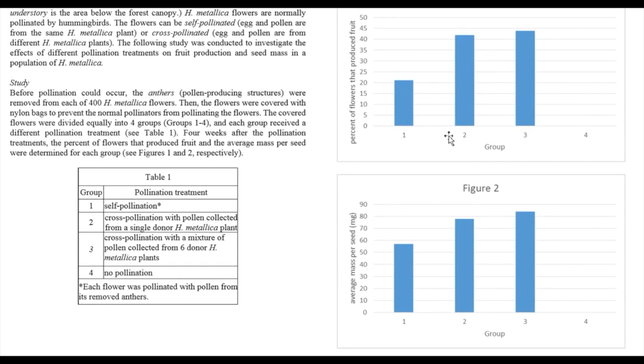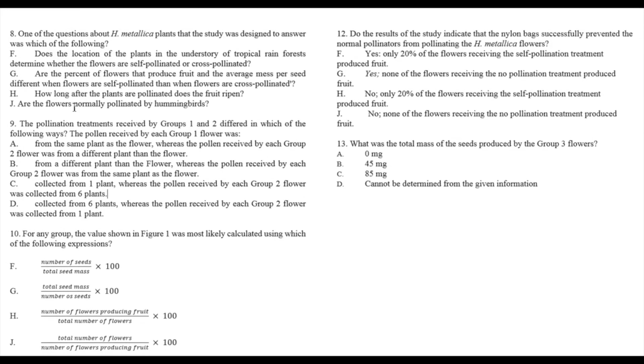So these are presented not in either of the figures or in the paragraphs, but in the table here, Table 1. So group 1 was self-pollinated, which means that each flower was pollinated with pollen from its removed anthers, and group 2 was cross-pollinated with pollen collected from a single donor of H. metallica plant. So group 1 is self-pollinated, group 2 is cross-pollinated with a single donor. Let's scroll down and look at the options.